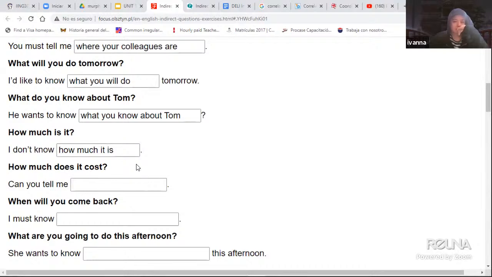Good job. How much does it cost? The next one. Can you tell me? And we need to get rid of the auxiliary verb. The does is off. Any ideas? Perfect. Good job, Julian. Nicely done. Can you tell me how much it costs? And we conjugate cost with the affirmative as simple present tense. Nicely done.